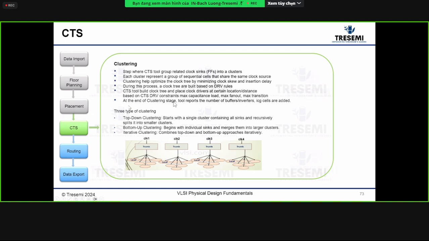There are 3 types of clustering. Just FYI, I don't know if knowing this makes any difference. The first is called top-down clustering: the tool starts from a single cluster containing the sinks and recursively splits it into smaller clusters. The other one is bottom-up: it begins from the individual sinks and comes back up. And the other one is called iterative clustering, which combines top-down and bottom-up, so it approaches from both directions.